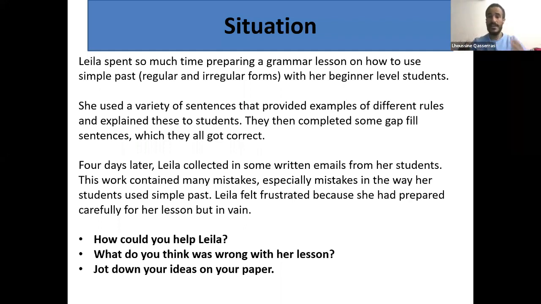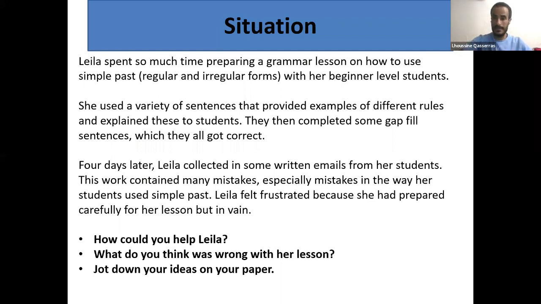Four days later, after Layla finished teaching her learners, Layla collected some written emails from her students. It's writing. And she taught before grammar. The writing, of course, will be about the past. Talk about what happened to you last weekend or something like that. This work contained many mistakes, especially mistakes in the way her students use simple past. Layla felt frustrated because she had prepared carefully for her lesson, but in vain. At the end, students made mistakes in using simple past form.